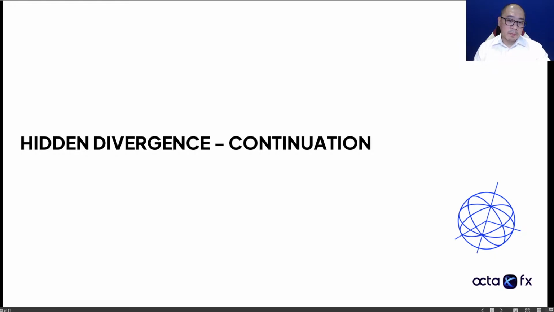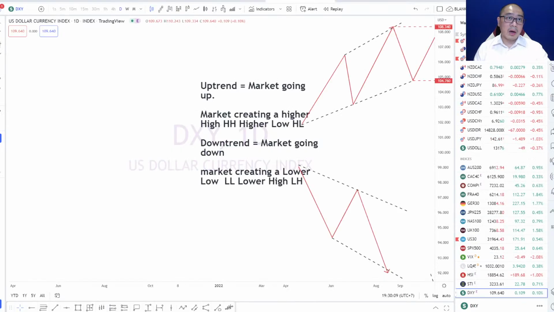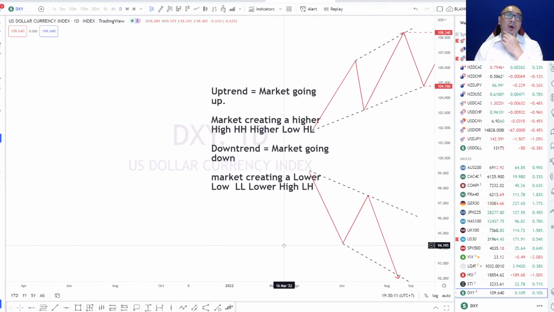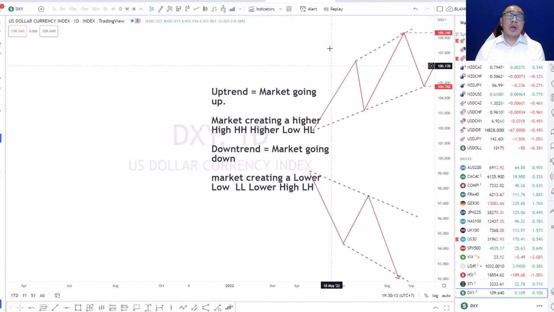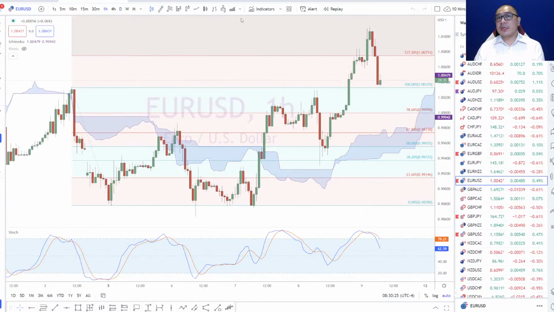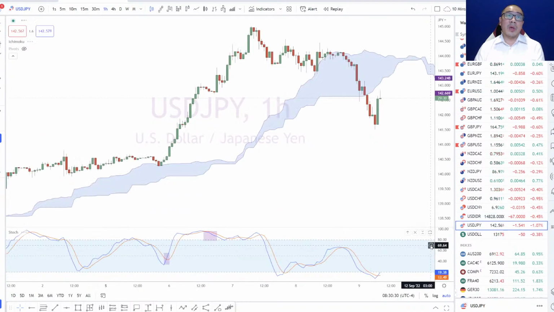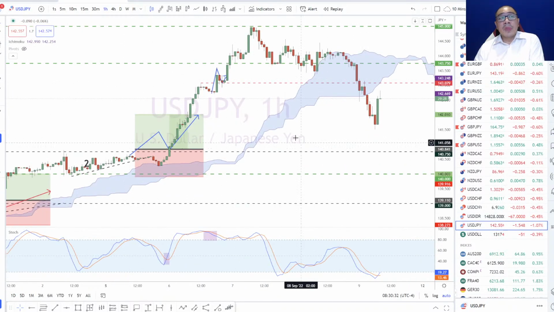All right, so let me just jump in quickly and refresh your memory in terms of an uptrend. We need the market going up, so the market creates a higher high, higher low. That's basically what we're looking for as a potential sign of a bearish divergence. Let me just jump straight into the dollar yen, because this is something that we identified on the hourly time frame.